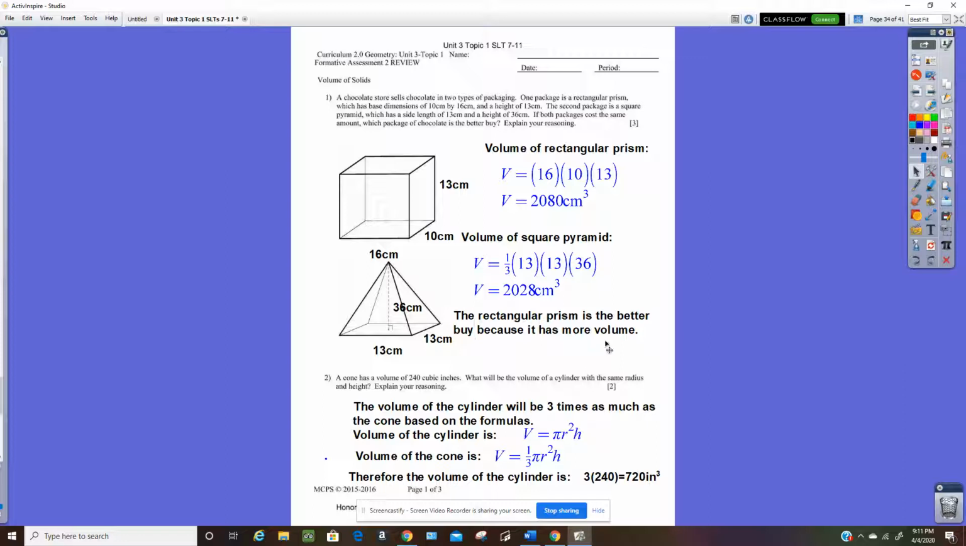So the rectangular prism is the better buy because it has a larger volume. So you would get more candy in the rectangular prism.